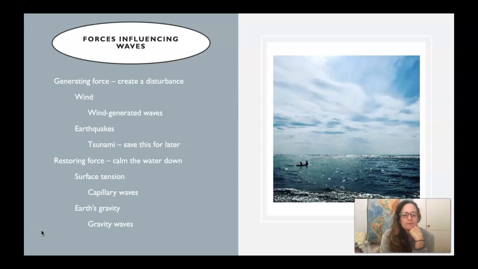This image up above is my two kids in the ocean in a kayak, I think. This is off of the coast of South Carolina near Pawleys Island. So spend a lot of time at the beach. So wind. Wind is going to generate waves. We are also going to talk about tsunamis, and these are generated by displacement of the seafloor.